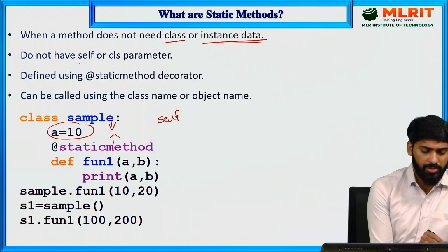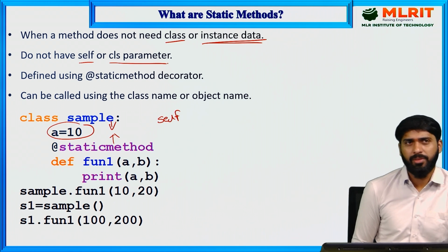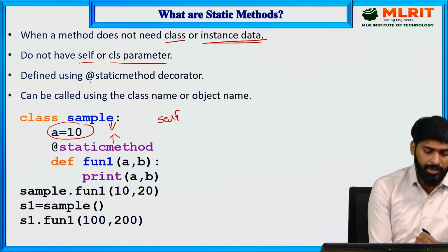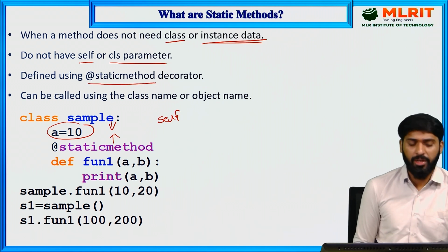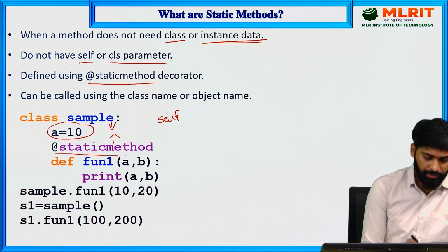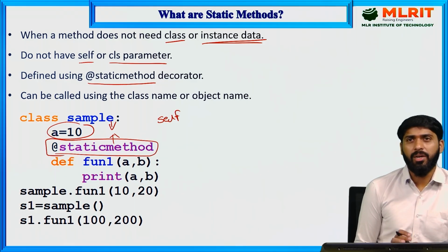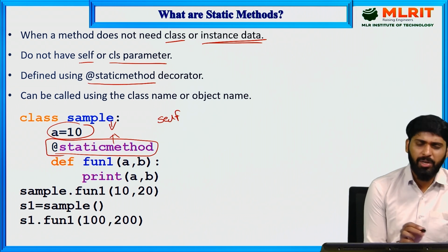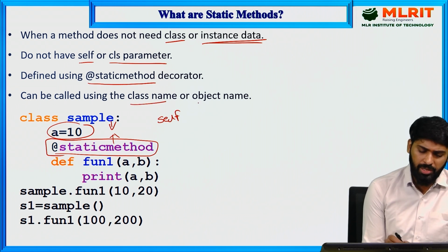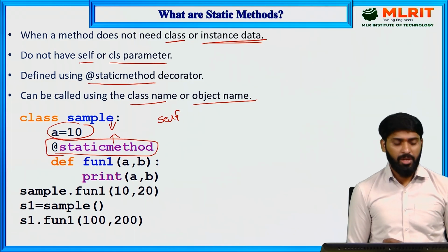So they don't have a self or cls parameter. We define them using the @staticmethod decorator. Before the function, you write @staticmethod. We use this decorator to define a static method. It can be called with the help of the class name or the object name. So this is the example.